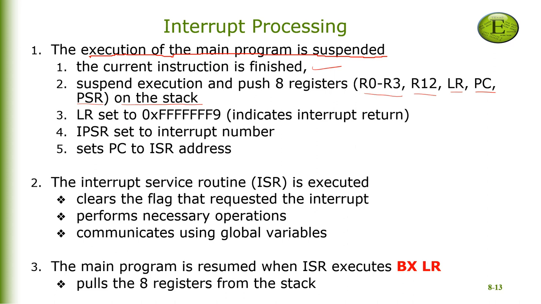These 8 registers really define the execution state of the main program, or for that matter, any program. So the state of the microprocessor is described by these 8 registers. Then the link register is set to a specific value, hex FFFFFF, and the last byte can be different here. It is shown as F9. The last byte has a special meaning. F9 really means that the microprocessor was interrupted while executing the main program, and we're going to return to the main program.